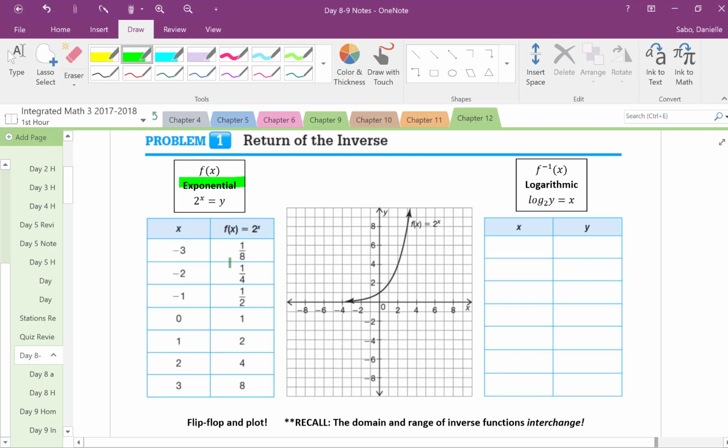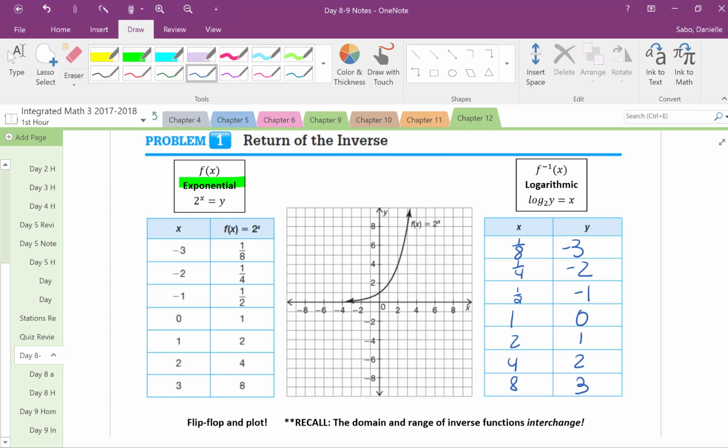So all of these values are just going to flip. I'm going to have 1/8 here, and then a -3. I'm just going to go in order. It makes it a little bit easier for me. Follow these, switch. 1/4, 1/2, 1, 2, 4, 8. And go ahead and take a minute and plot now your new function, which is a logarithmic function.